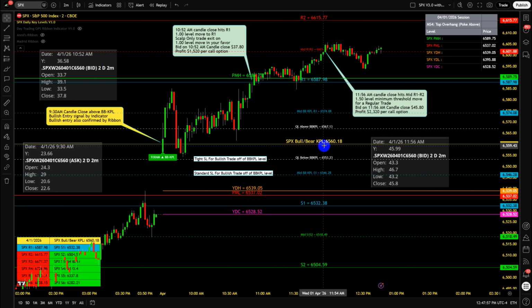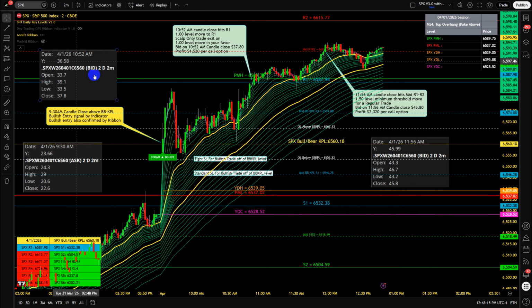We're also going to look to our ribbon indicator for additional confirmation of this entry, or to see if we get a conflicting signal. So we're going to turn on one of the two free ribbons on TradingView that you can use to help confirm entries. One is called Andy's ribbon. As you can see here, we have a fully green ribbon, and it is above these two thick moving average lines of the ribbon. Along with our close above the bull bear key price level, that is confirming our bullish entry on this 9:30 a.m. candle close.